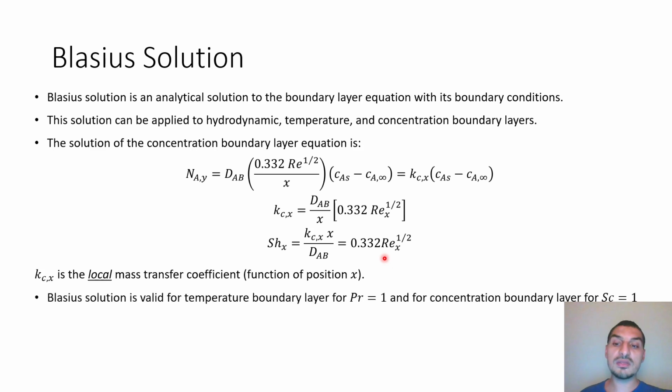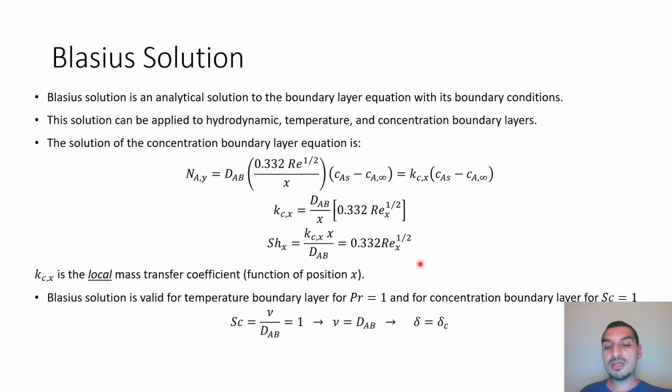And this is true because the Blasius solution is based on the assumption that, for heat transfer, Prandtl number equals 1, and in the case of mass transfer, on the assumption that Schmidt number equals 1. So for both cases, we assume that Prandtl and Schmidt number equal 1, and that's why it should be here, but it's equal to 1, so we don't put it because it's already equal to 1.